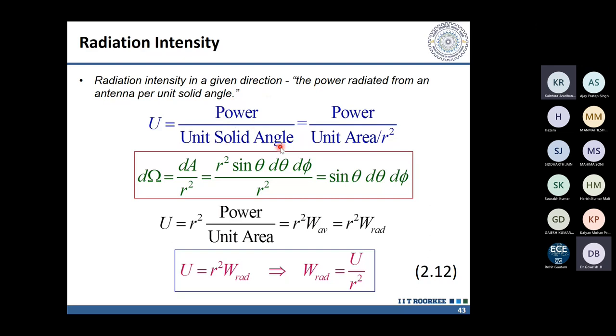So, power radiated per unit solid angle. What is the definition of unit solid angle? Unit area by r square. Can anybody tell from where this definition comes from? Steradian, exactly. Yes, this comes from the steradian. So what is power per unit area? We have already seen it as the average power density. So average power density into r square is radiation intensity. It is as simple as that. Power per unit solid angle is radiation intensity. Unit solid angle is nothing but unit area by r square, and power per unit area is power density. So r square into power density is nothing but radiation intensity. If you know the power density, you multiply it by r square, you get the radiation intensity.